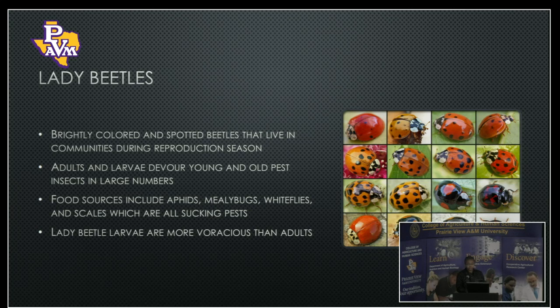They also will eat mealybugs, which look like little white worms that you'll find on fruits and vegetables. They'll eat whiteflies, scales, which are usually on trees, and pretty much other sucking insects that are pests as well. So lady beetles, definitely good to have them in your garden. You can actually order these online as well.